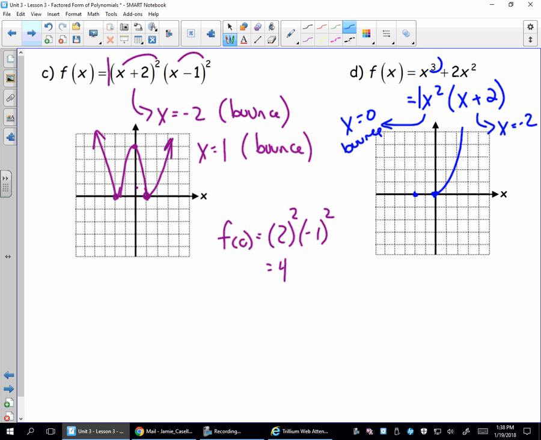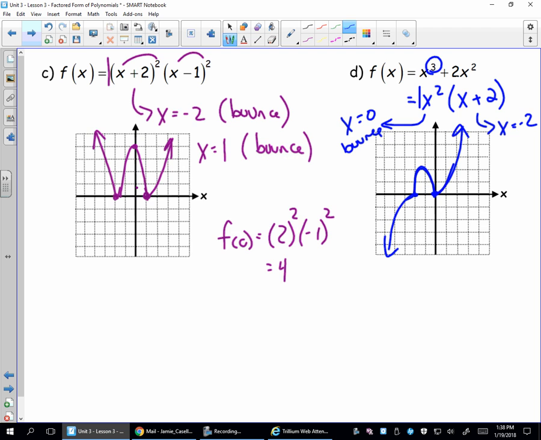I have an odd coefficient, so down to the left. I need to bounce off 0, so go back up and back down again. And you can make that smoother if you really wanted to. Something like that. Okay, some good ideas there.